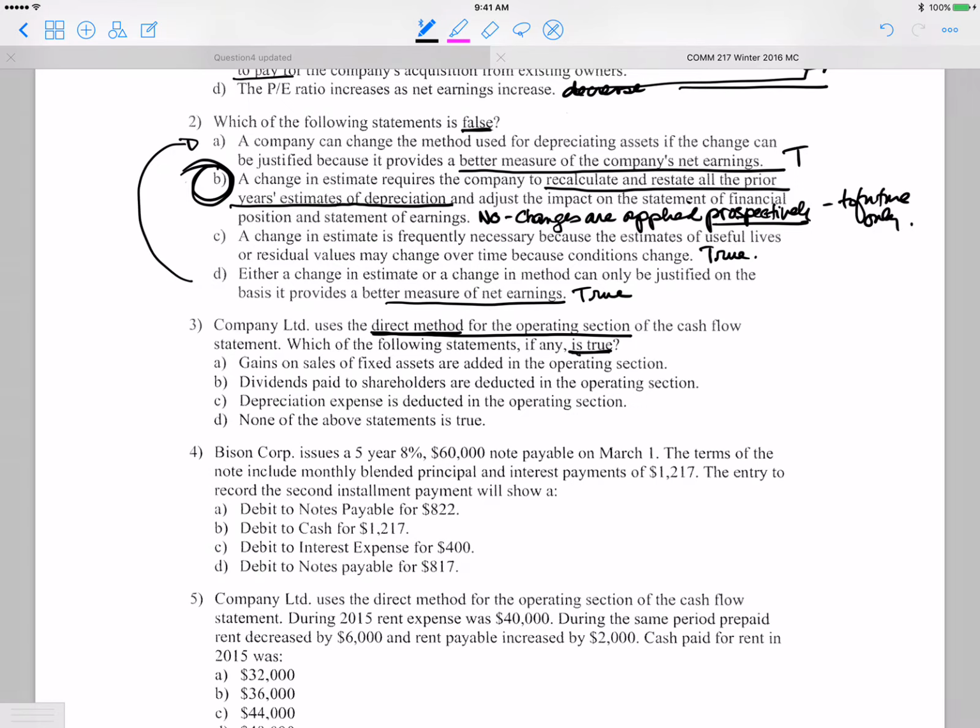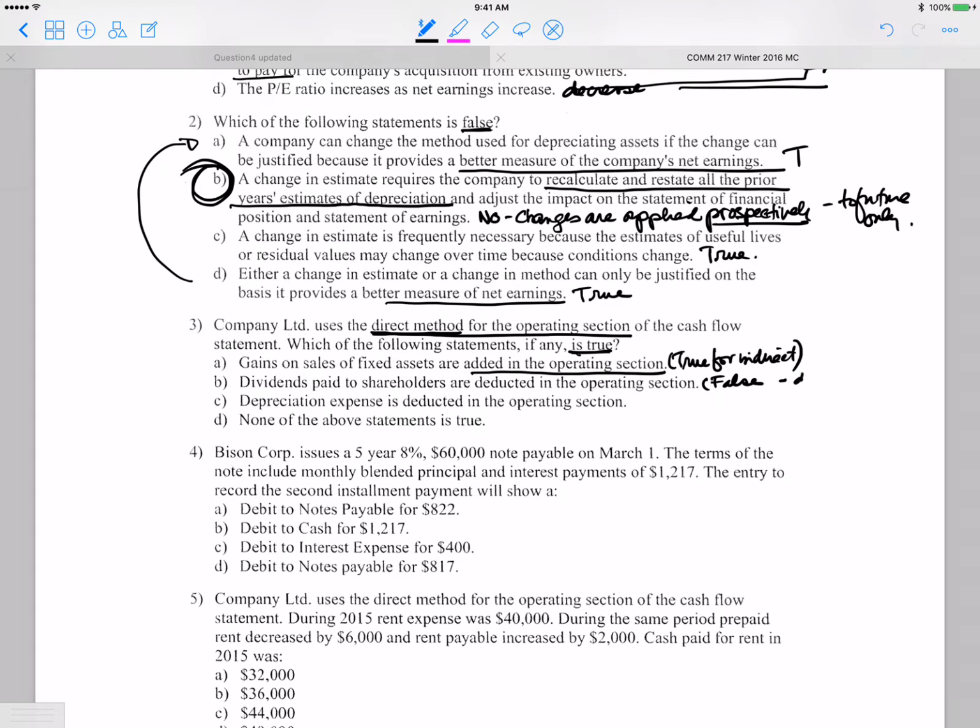The first one, about gains, is not true because they're not added in the operating section. This is true for the indirect method, but not for the direct method. Next: dividends paid to shareholders are deducted in the operating section. This is false.